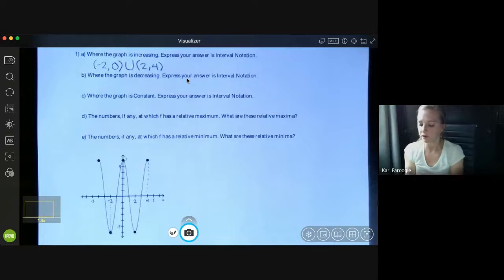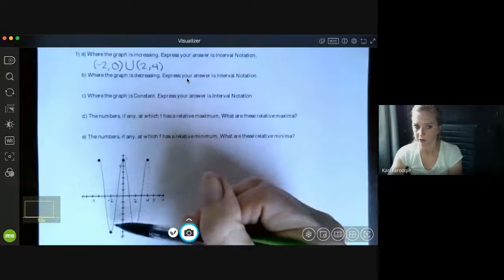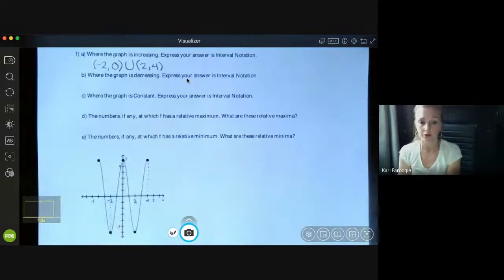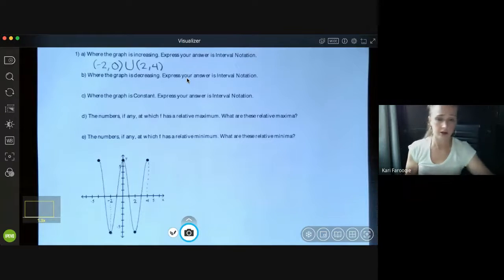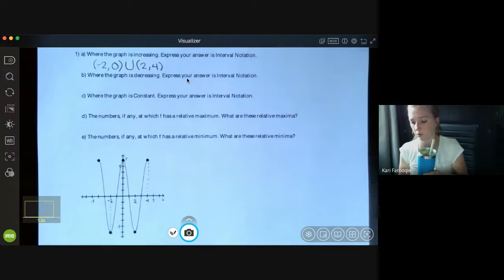This might seem weird at first. I know a lot of times it's really hard to ignore the y values. We're just listing x values. That's the way this is done. We're going to do this again for decreasing values. Before I do that, does anyone have a question on where the values are increasing or why we noted this the way we did?